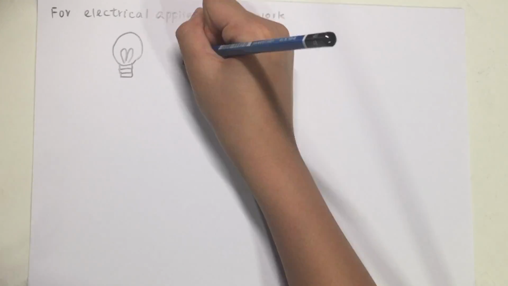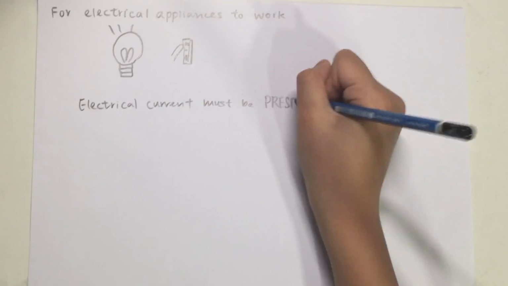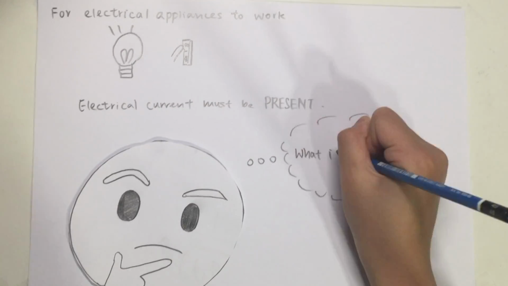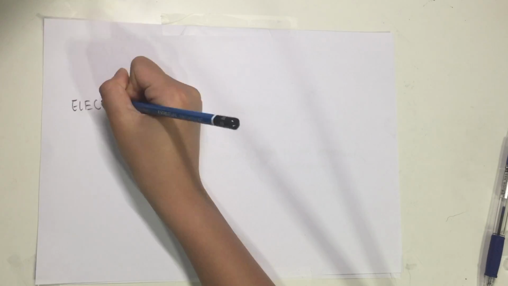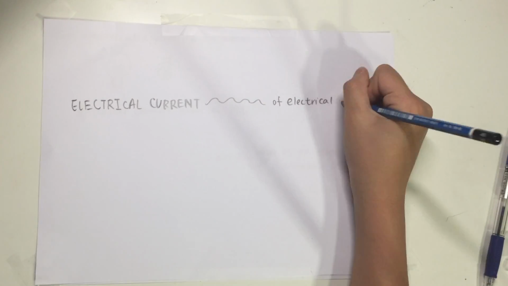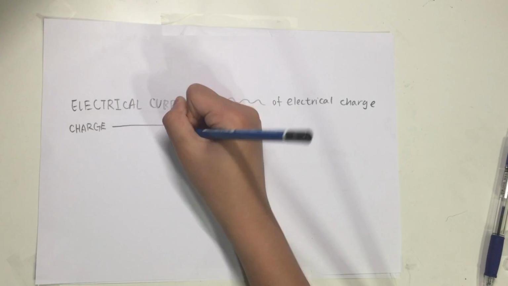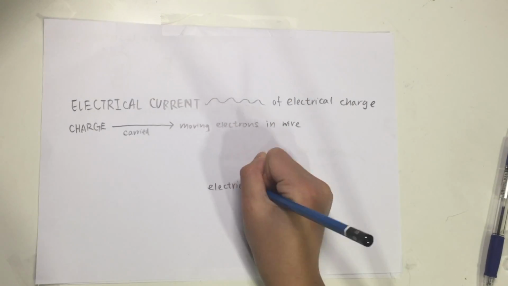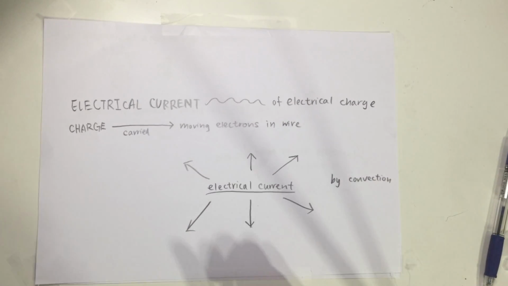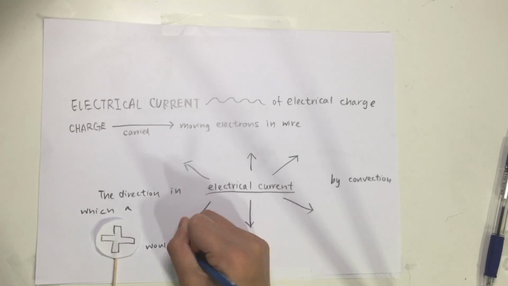For electrical appliances to work, an electrical circuit must be present. But what is an electrical circuit? An electrical circuit is the flow of electrical charge. This charge is carried by moving electrons in a wire. The direction of an electrical current is by convention the direction in which a positive charge would move.